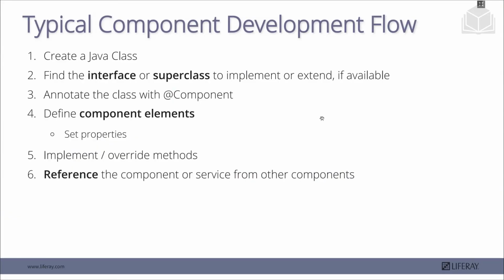Once we're implementing or extending it, we're going to make it a component just using the @Component annotation. Within the @Component annotation, we're able to set properties and attributes, so we'll specify those elements that we need. Finally, we'll implement or override the necessary methods to achieve our functionality. And then if we need to make any service calls, we'll instantiate the service object using the @Reference annotation, asking the service registry to get us a reference of an OSGi service to implement our API.